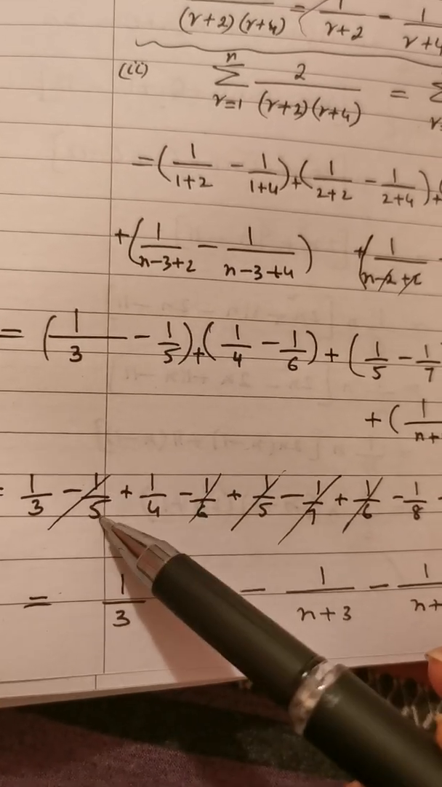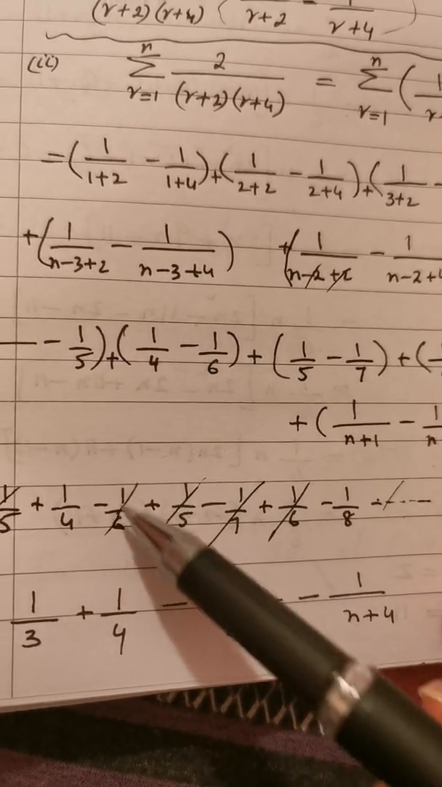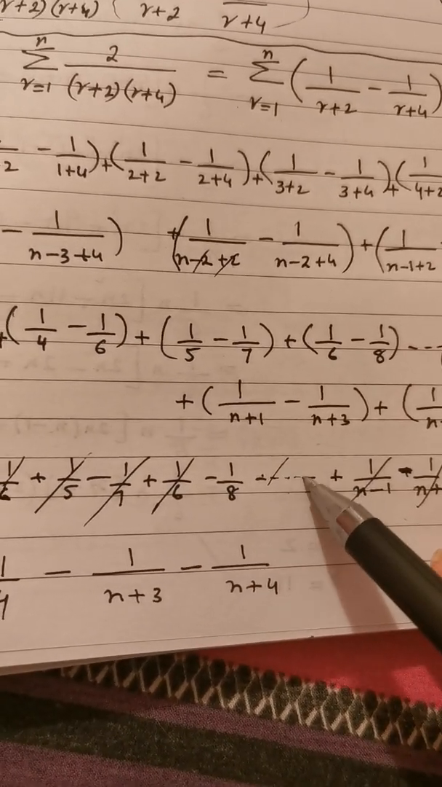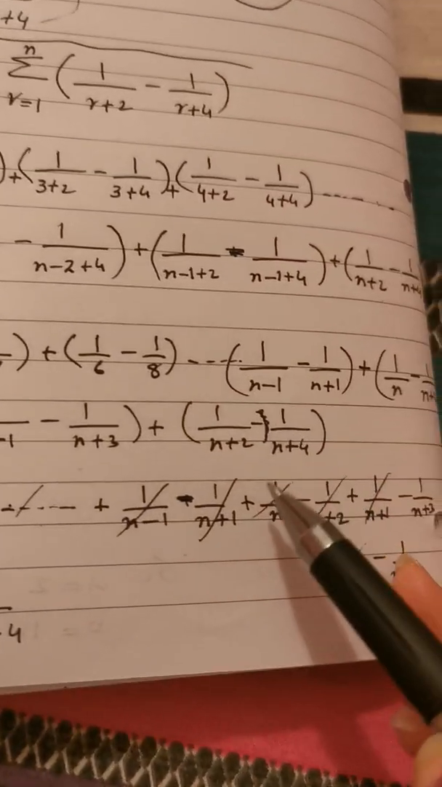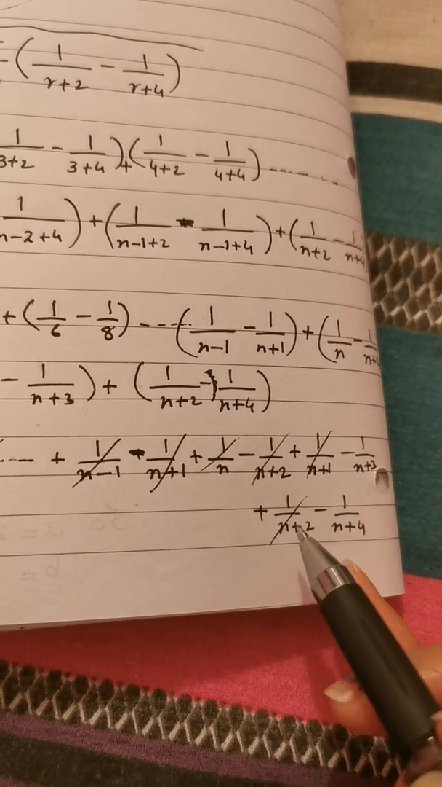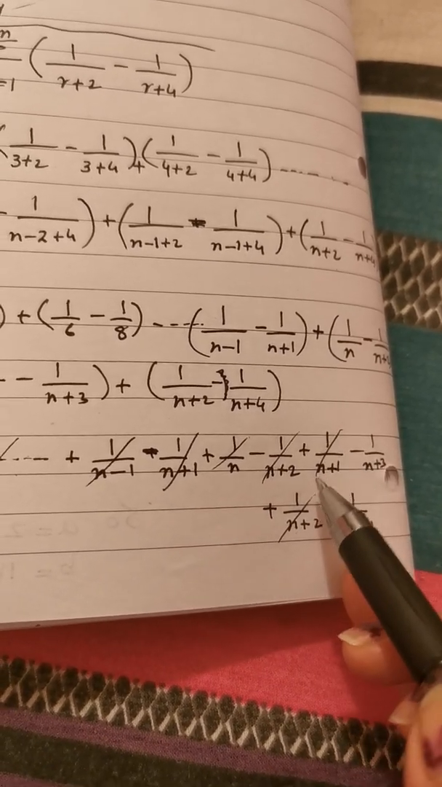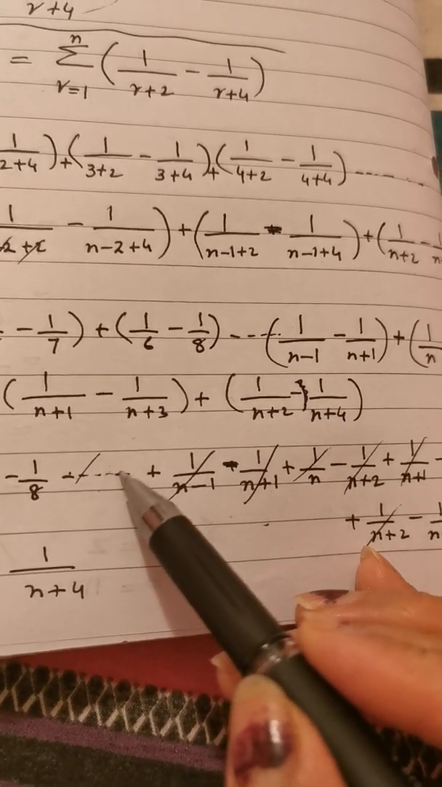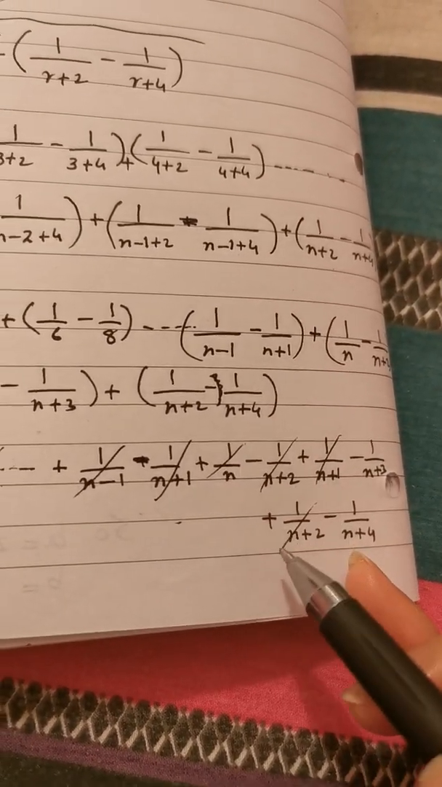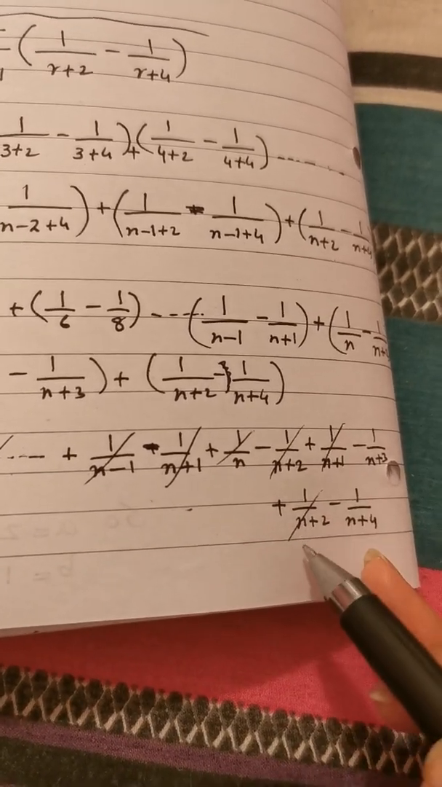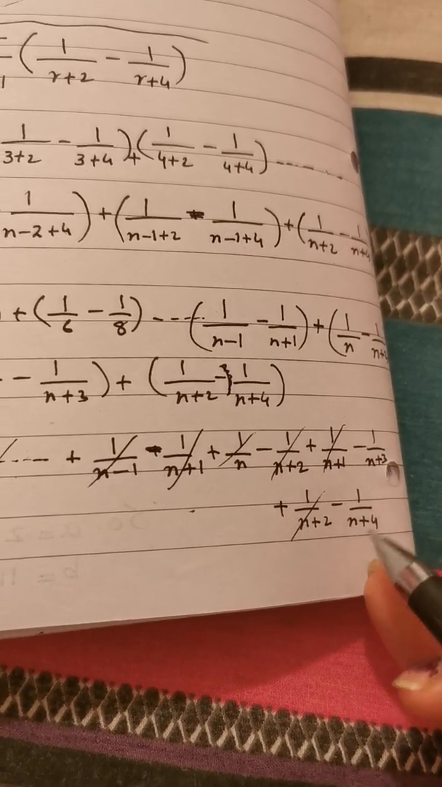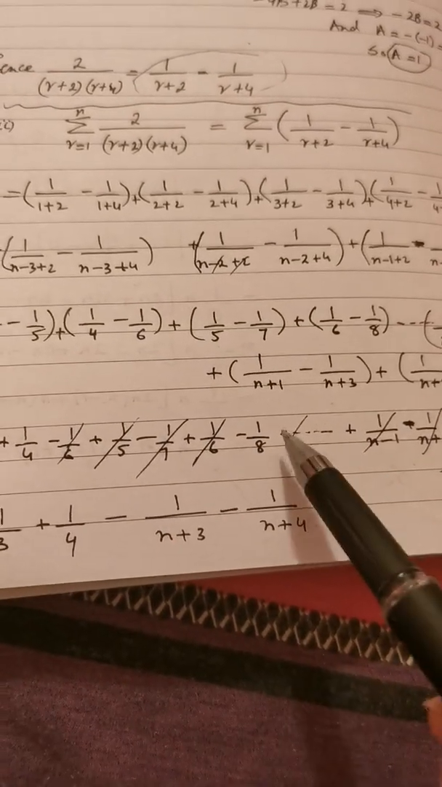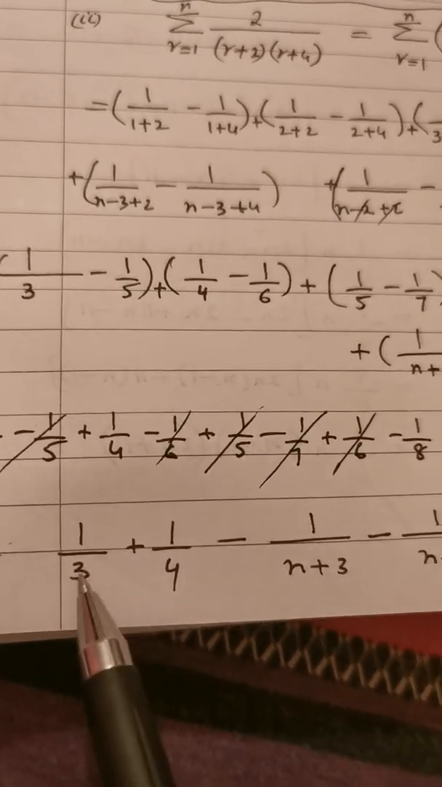What I have got: minus 1 over 5 plus 1 over 5 cancel each other. Minus 1 over 6 plus 1 over 6 cancel each other. Minus 1 over 7 will cancel the next value which is written in the dots, right? And at the last you will see minus 1 over n plus 2 plus 1 over n plus 2 cancel each other. Plus 1 over n plus 1 minus 1 over n plus 1 cancel each other. And this value will cancel here when we put it here, right? We have left only minus 1 over n plus 3 minus 1 over n plus 4 in the last values. All other values will cancel each other in between these dots, right? So we have left only these values.